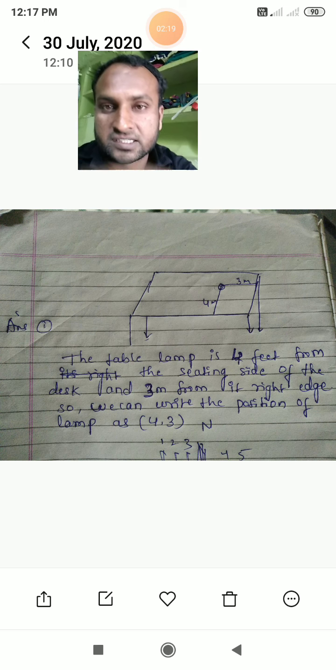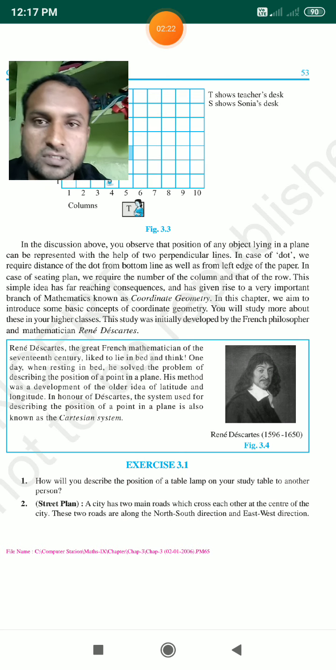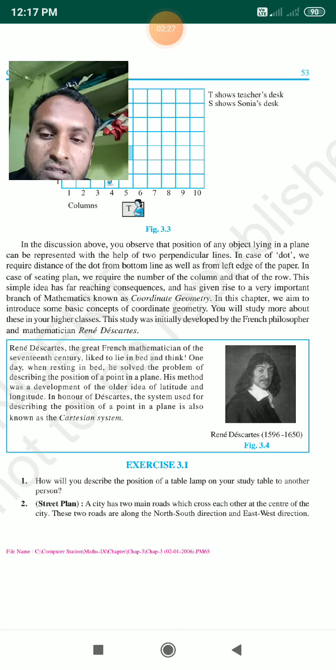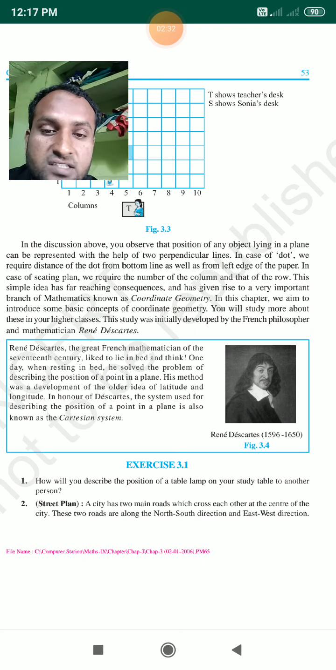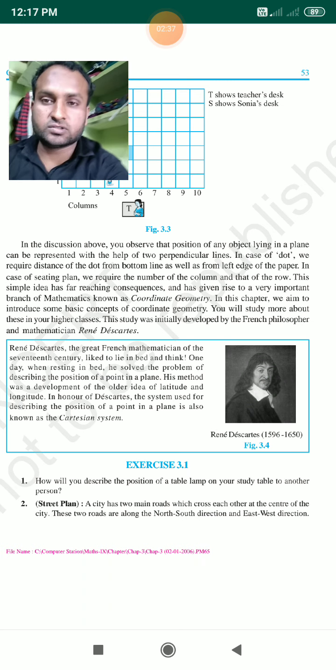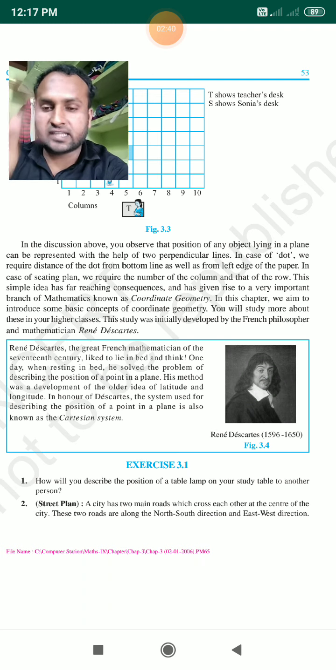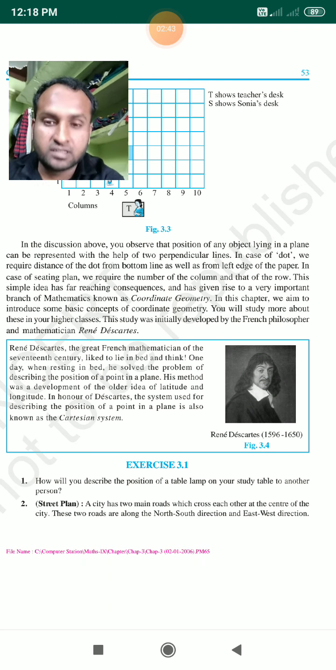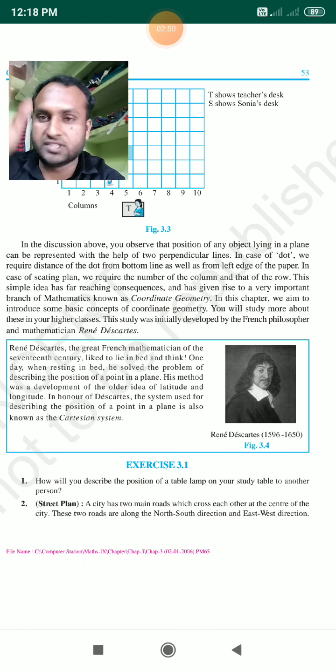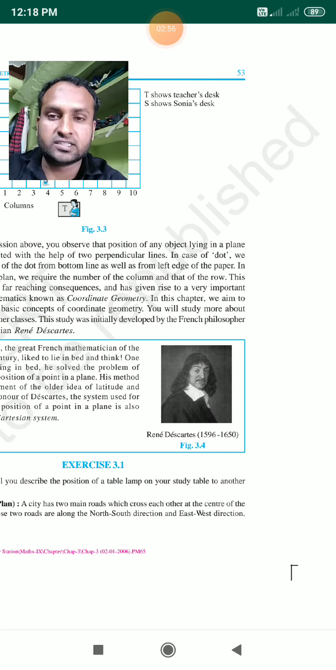Now see the similar second question. Now the second question is a little lengthy. You have to see carefully what they have given. A city has two main roads which cross each other at the center of the city. Now see, a city having two crossroads like an x-axis and a y-axis. They cross each other. These two roads are along the north-south direction and the east-west direction. Now one is vertical and one is horizontal, and that is the shape of the crossroads here.